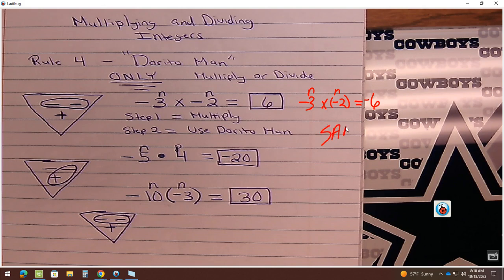I even see kids that write this. Espérate, esto es para add and subtract. This, we're what? Multiplying. Multiplying, we don't do same, we don't do div. We do Dorito man. You understand? So same and div is when you add and subtract. Dorito man, multiply or divide. Right now I'm going to do some division. Do you understand? Yeah. Because siempre me hacen estas cosas los niños a veces.